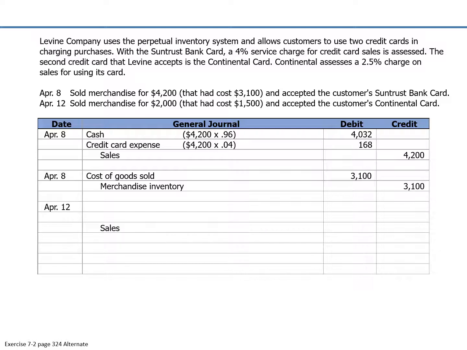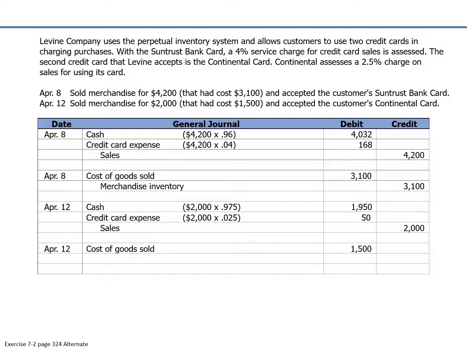Then on April 12th, got sales of $2,000 using the card that charges 2.5%, so $2,000 times 0.025. The net gets booked to cash. Okay, so they made sales of $2,000, but because the customer used a credit card, they're only going to collect cash of $1,950, right? Then we have to record the cost of the goods we sold, so we're going to debit cost of goods sold for $1,500 and credit merchandise inventory.